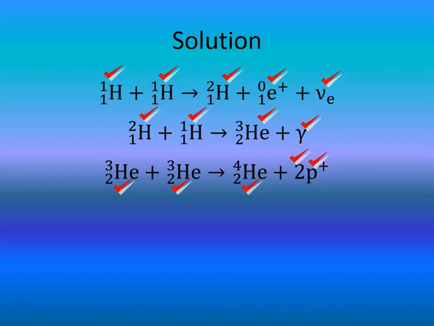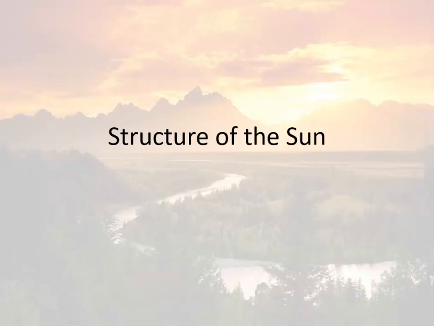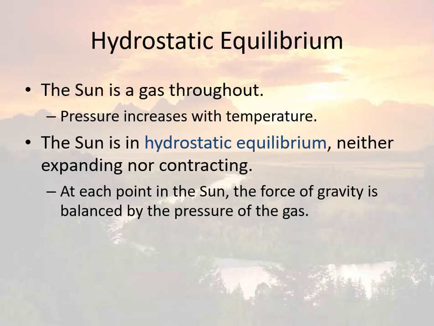Now we're going to go back to what we're going to talk about with our sun today. In terms of understanding our sun's structure, and for that matter what's going on with stars in general, you need to understand a concept called hydrostatic equilibrium. Long story short, hydrostatic equilibrium is achieved when there is a balance between the outward push of gas pressure and the inward pull of the force of gravity.